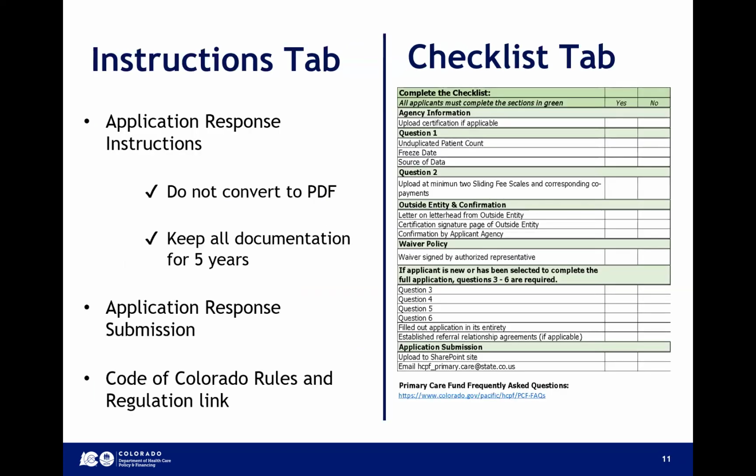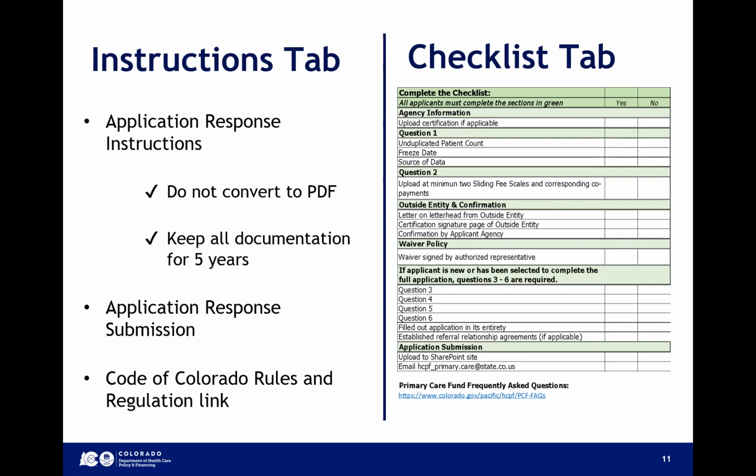The next two tabs are your instructions tab and your checklist tab. The instruction tab just goes through the instructions of how to submit your application to SharePoint. We do ask that you keep it in the Excel workbook format. Please do not try to convert it to PDF or upload or insert anything into the workbook tabs. And as a reminder, please keep all documentation for 5 years.